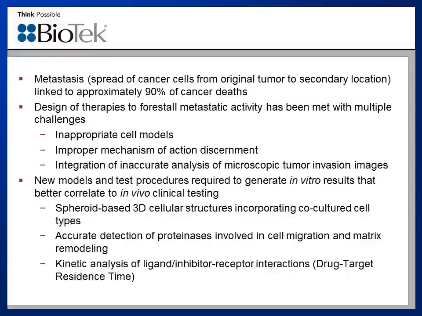Therefore, new cell models and methods of analysis are required to reduce the number of failures once lead molecules reach clinical trial. Tumors in vivo exist as a three-dimensional or 3D mass of multiple cell types, including cancer and stromal cells. Therefore, incorporating a 3D spheroid-type cellular structure that includes co-cultured cell types forming a tumoroid can provide a more predictive model than the use of individual cancer cells cultured in a traditional 2D format.